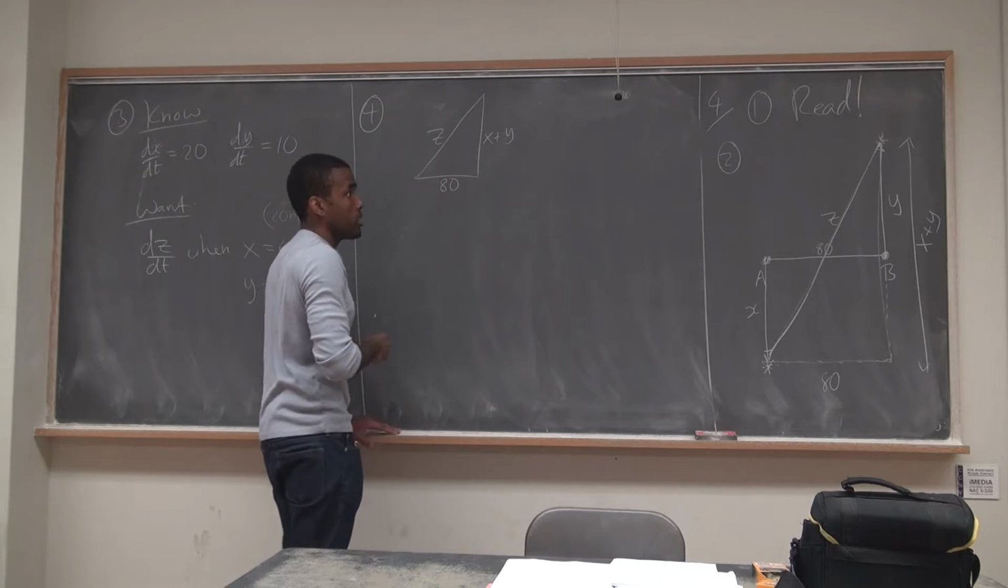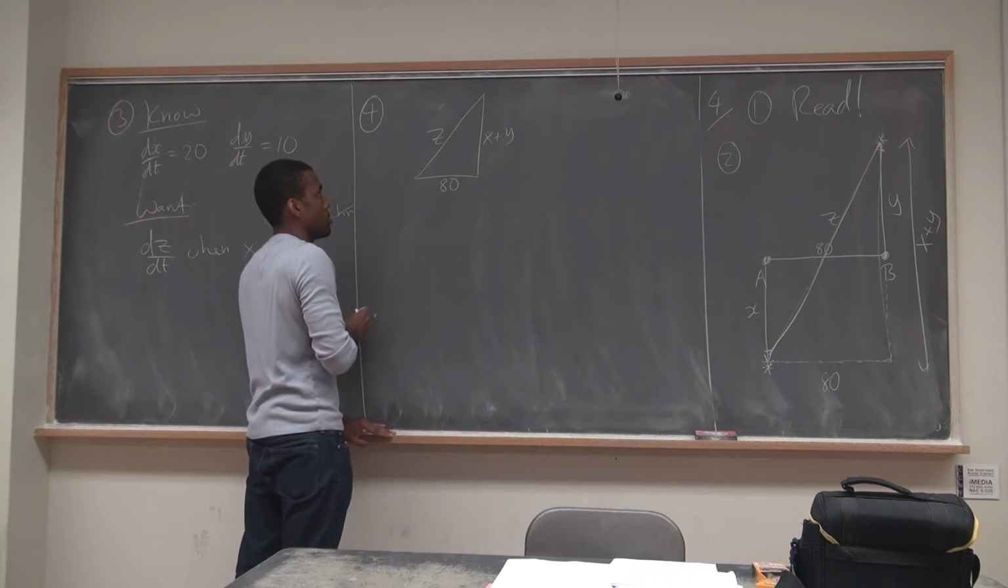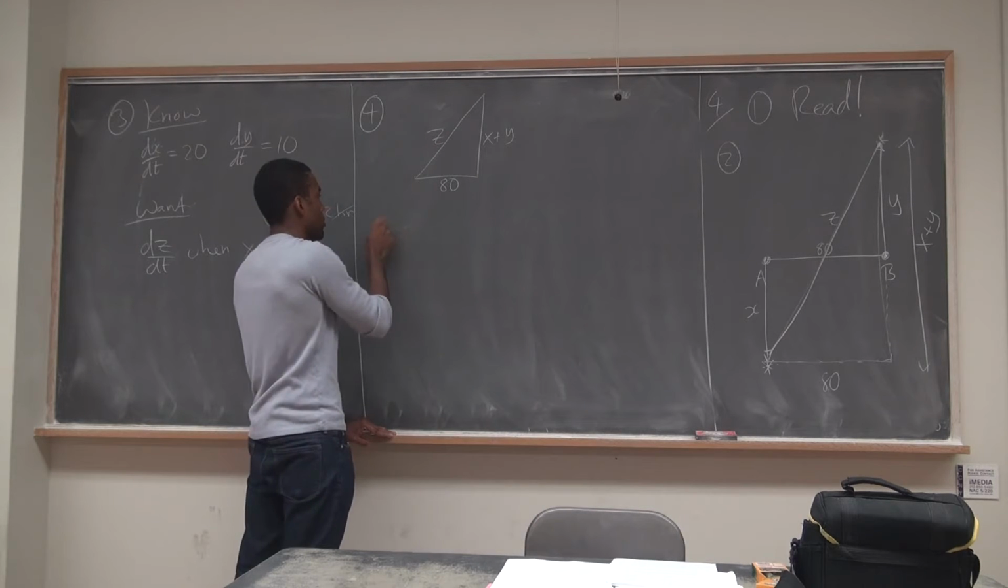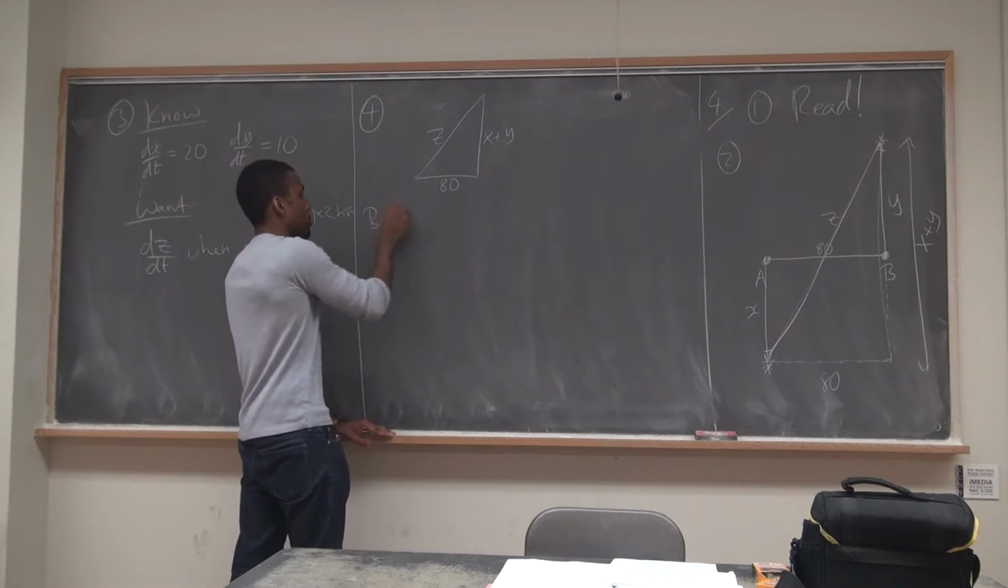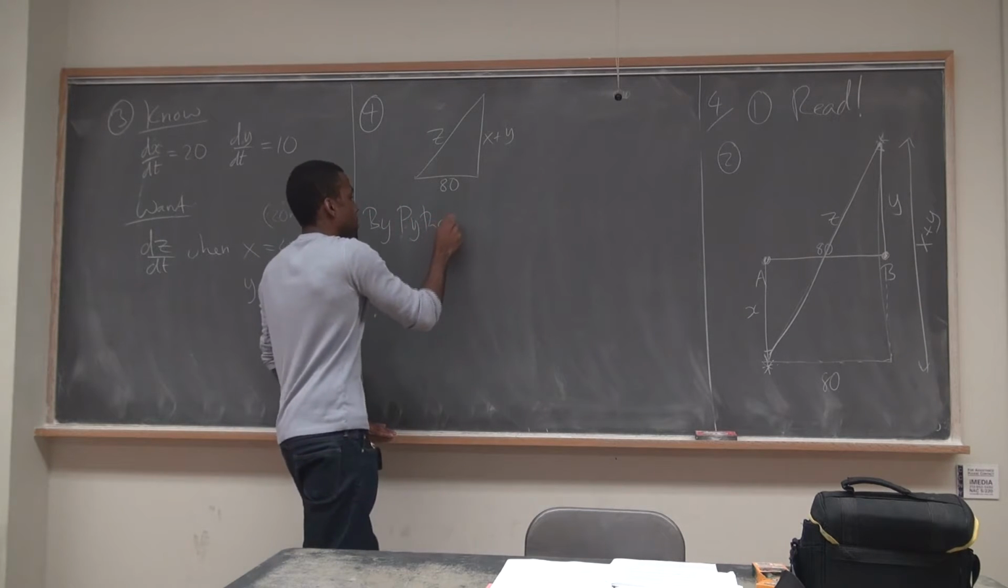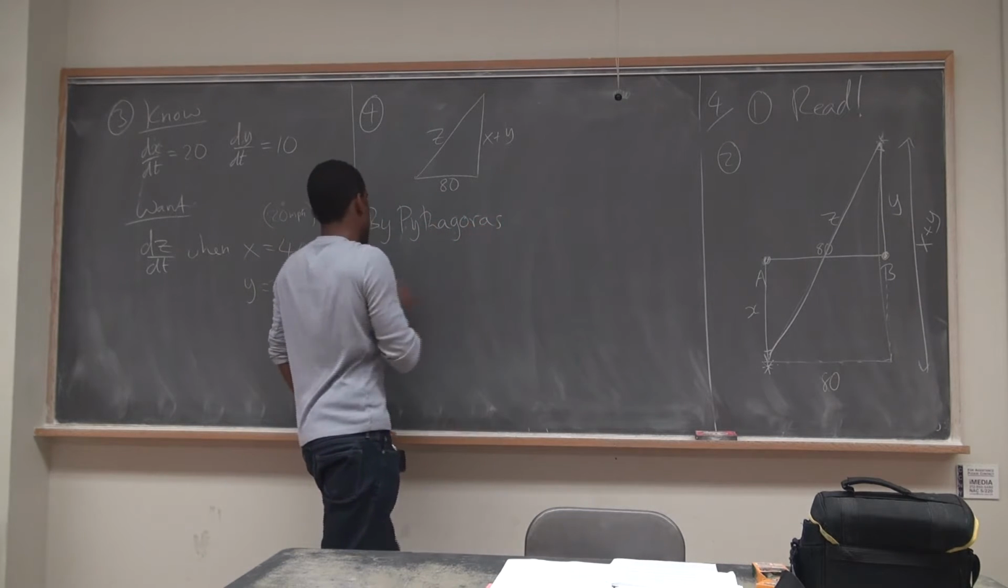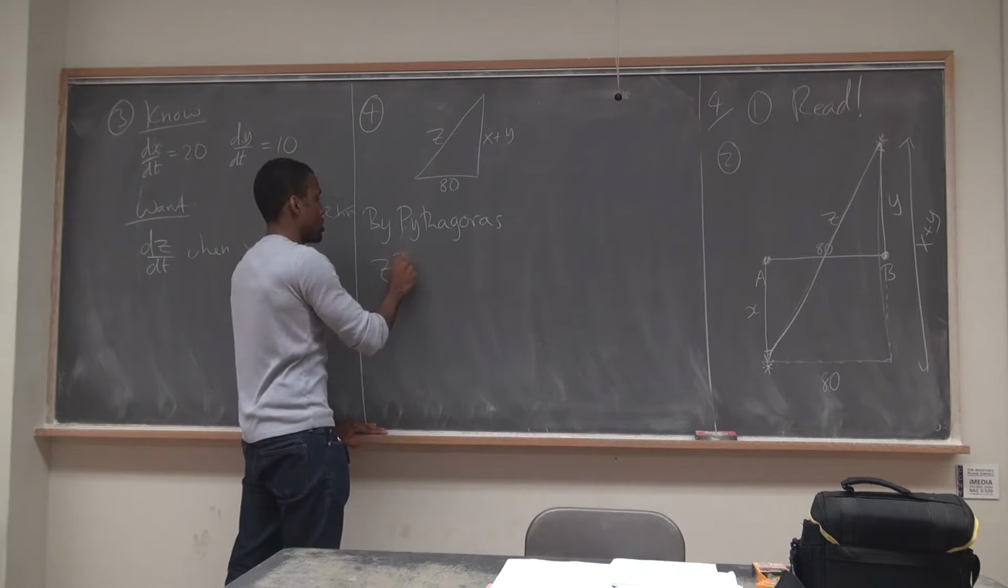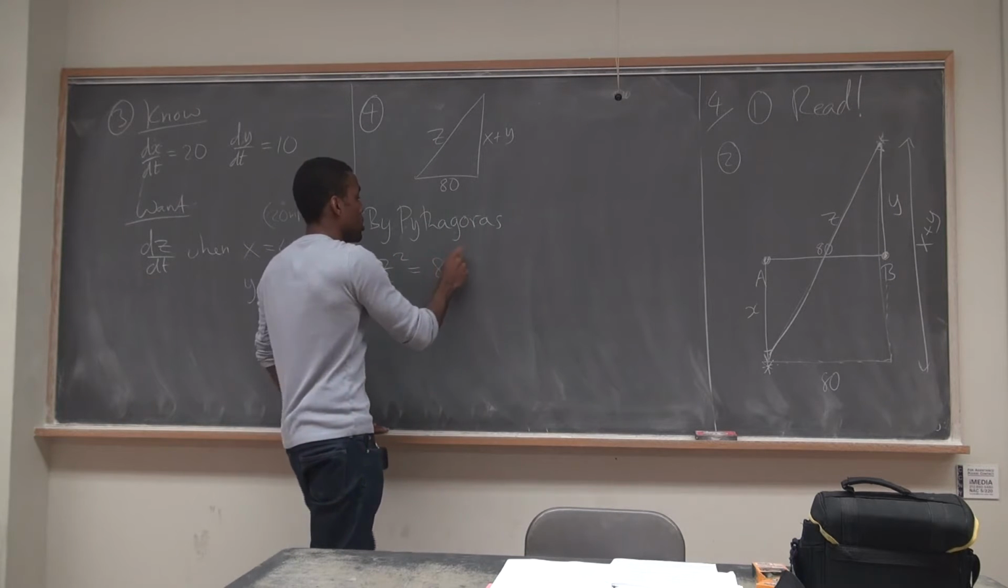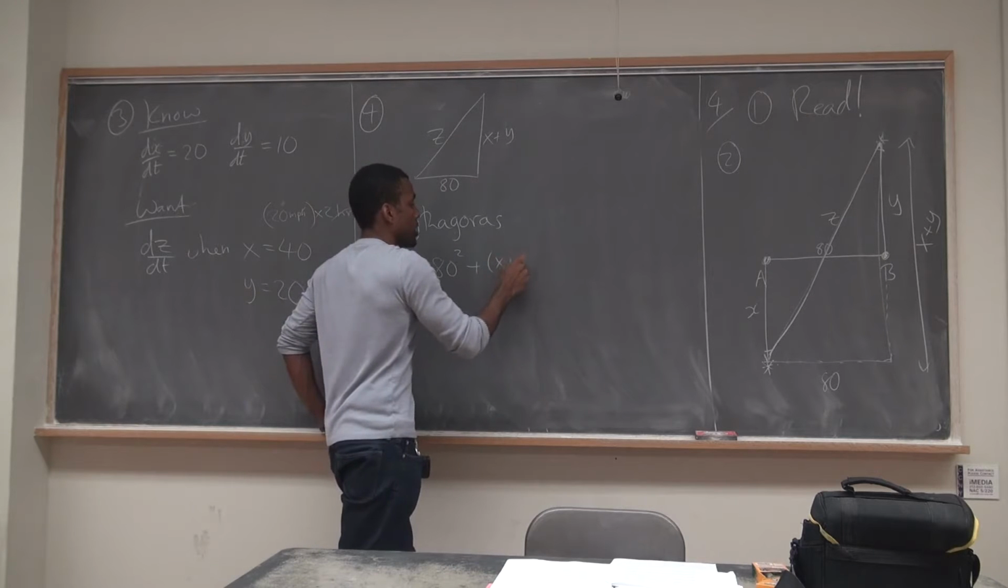So what's my formula? 80 squared plus X plus Y squared equals C squared. So Pythagoras' theorem. By Pythagoras, we have that Z squared is equal to 80 squared plus X plus Y squared.